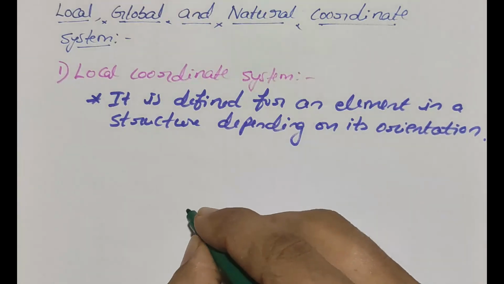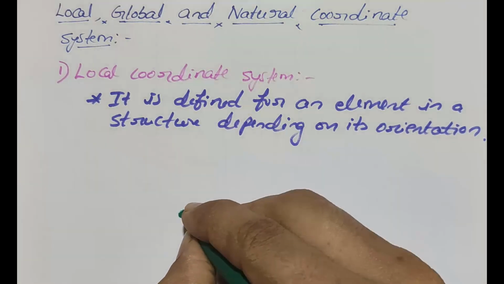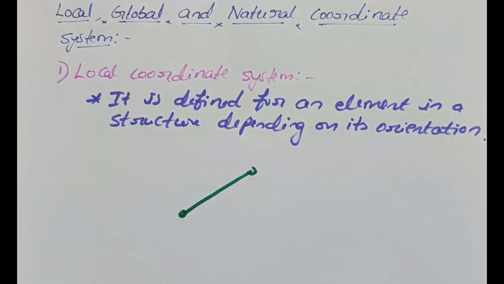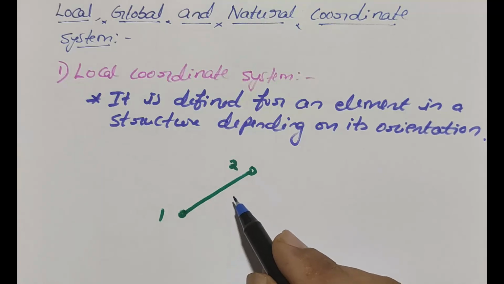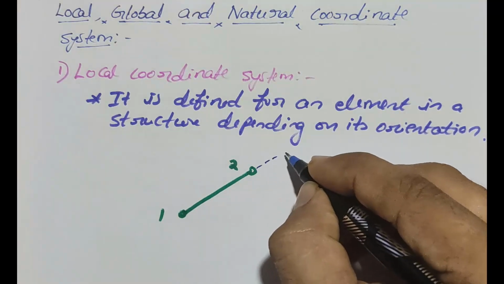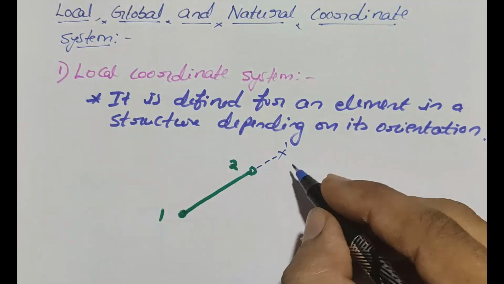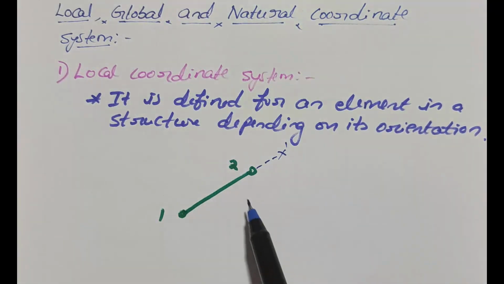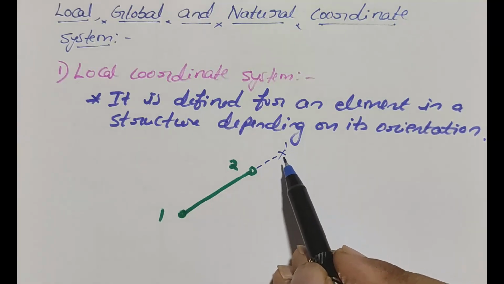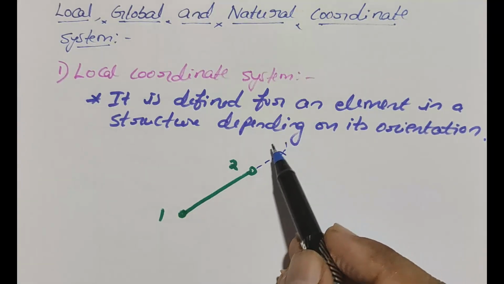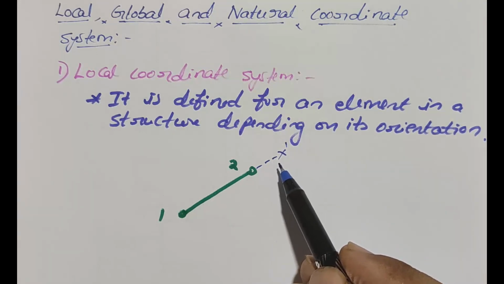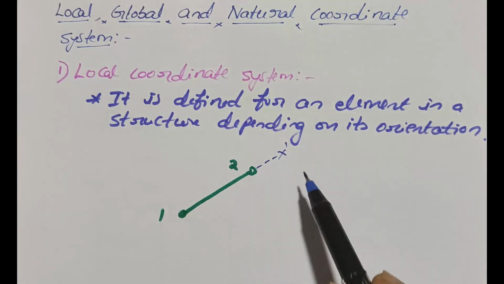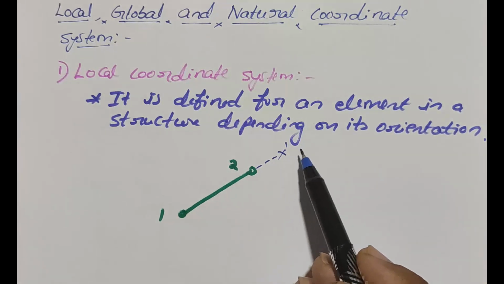Here I will consider a finite element like this, which is made up of two nodes. This is node number 1, node number 2. Now for this element, this x dash will be the local coordinate. If the orientation of the element changes, then x dash also changes depending on the orientation. This x dash is not fixed, it depends on the orientation of the element.